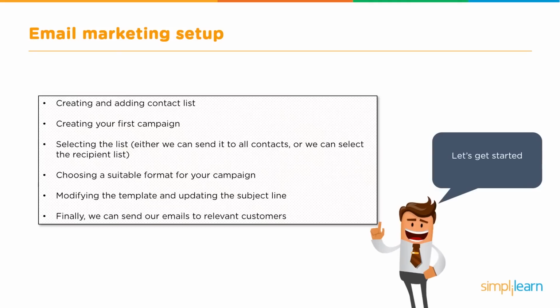So here's what we need to do: create our list, add contacts to our list, create our campaign. We want to select the list, choose a format, modify the template, and then send the email campaign. So these are some basic checklists that you want to do.